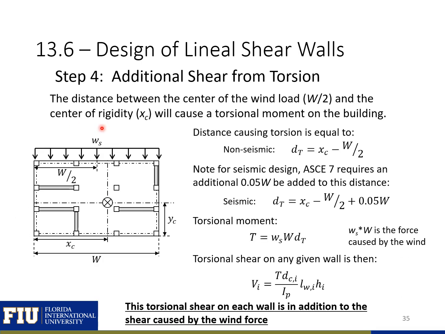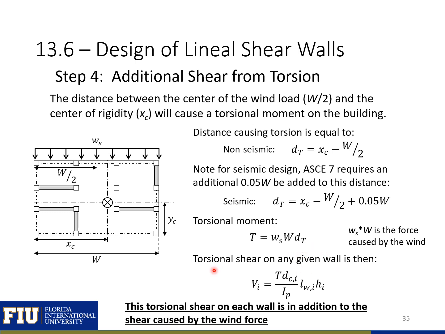The distance between the center of the wind load or seismic load and the center of rigidity is going to cause a torsional moment on the building. This distance can be calculated as shown here for non-seismic, and for seismic, ASCE 7 requires that you add an additional 0.05 times the width of the building. So you'll have an additional load, which will increase your torsional effects. So your torsional moment then is just your total wind load times this distance causing torsion.